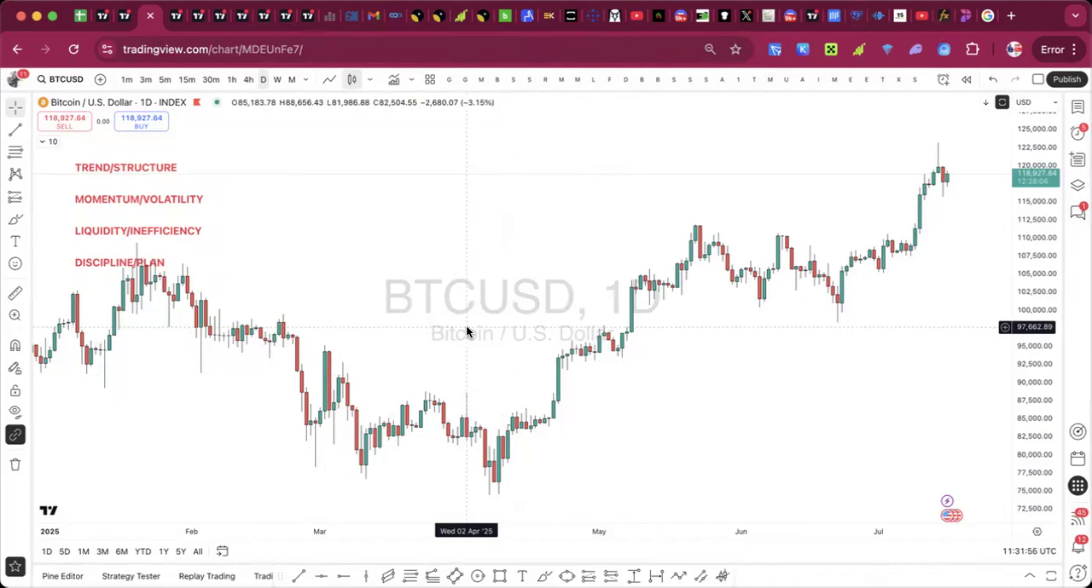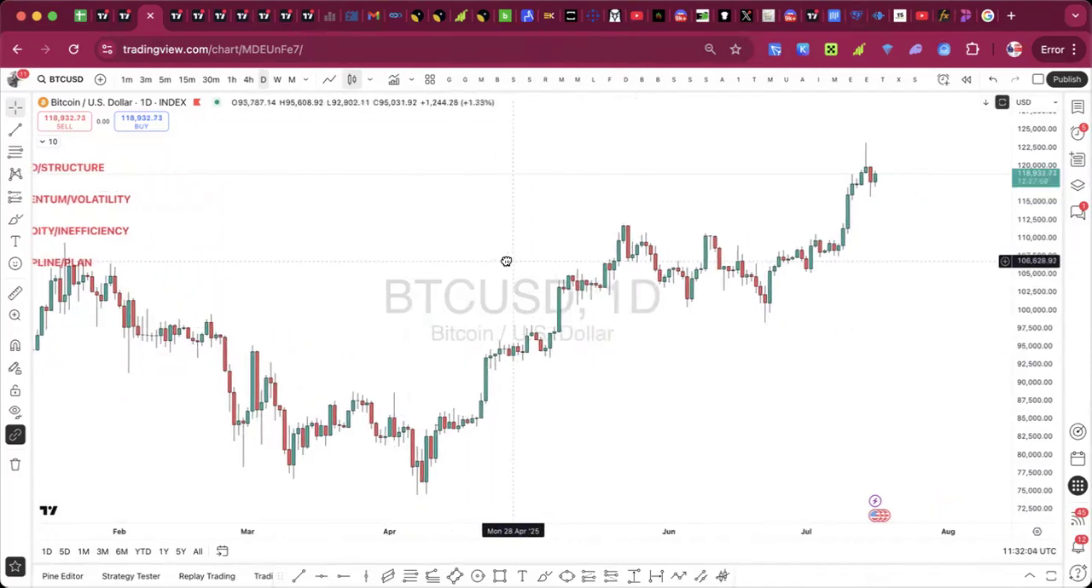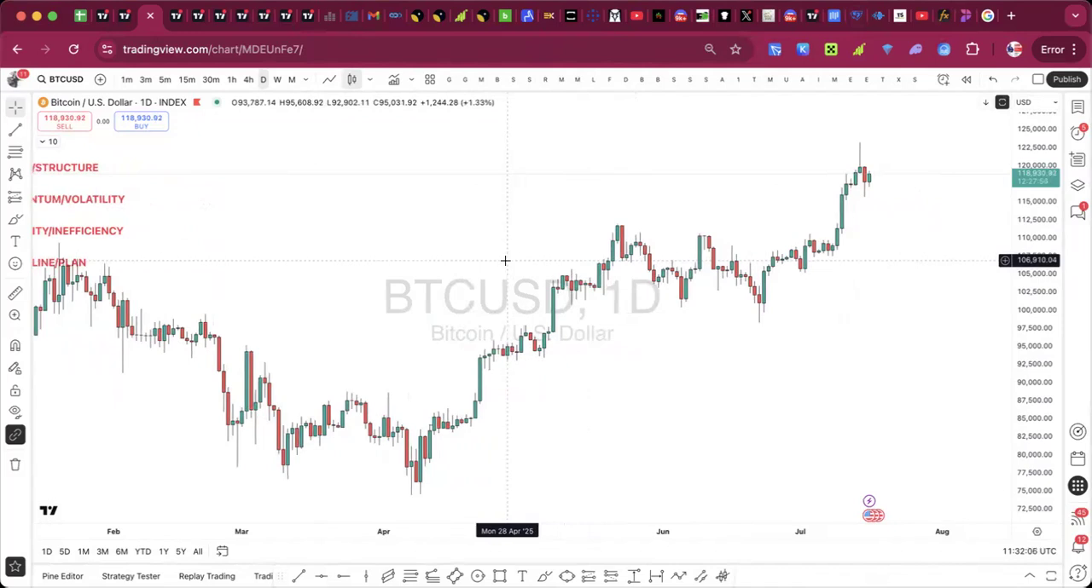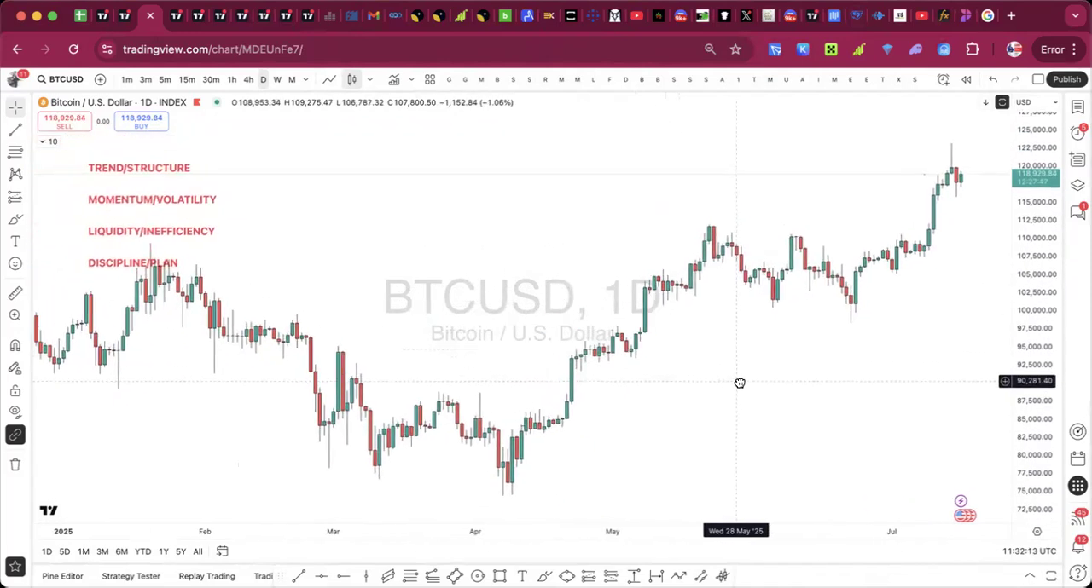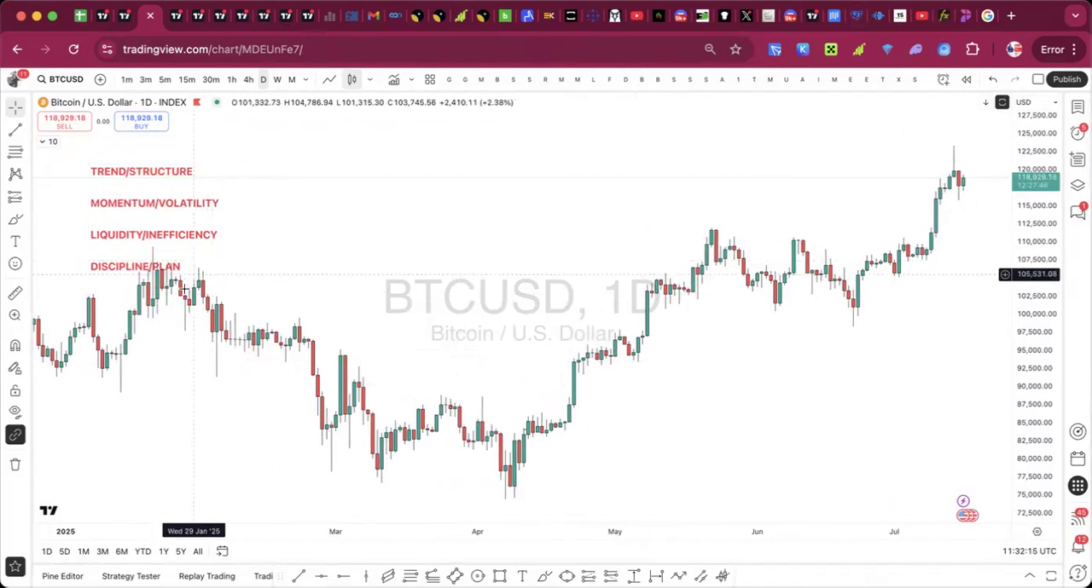Now, how you should take your trade, very simple. Either you're a beginner or you're a pro. But I'm talking specifically for some of us who are beginners. And a lot of you are asking questions: how do I go about being profitable from the market? I'm not going to dwell into detailed training, but your trading should be structured around these things: trend and structure, momentum and volatility, liquidity and inefficiency, discipline, and plan.